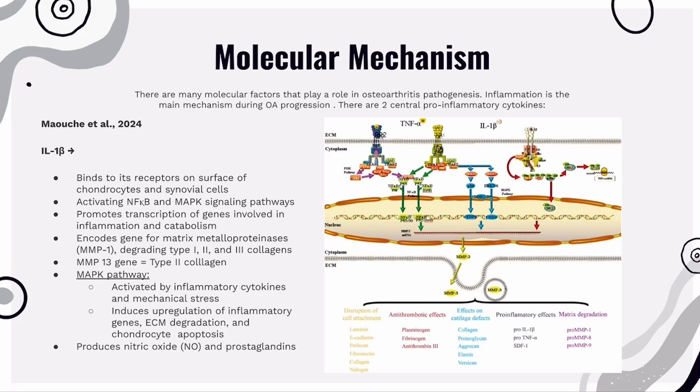The MAPK pathway specifically is activated by inflammatory cytokines or mechanical stress often experienced with OA. This induces the upregulation of inflammatory genes, extracellular matrix degradation, and chondrocyte apoptosis through phosphorylation and activation of downstream transcription factors. The IL-1 beta cytokine also promotes the production of nitric oxide and prostaglandins, which contributes to pain and inflammation as well.